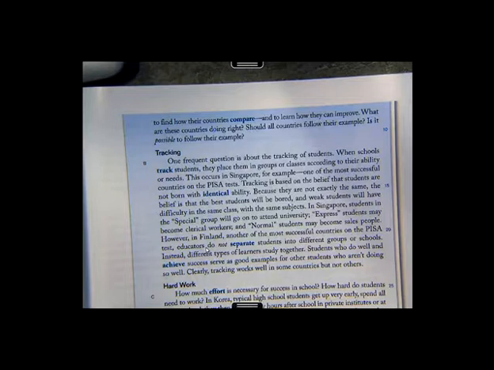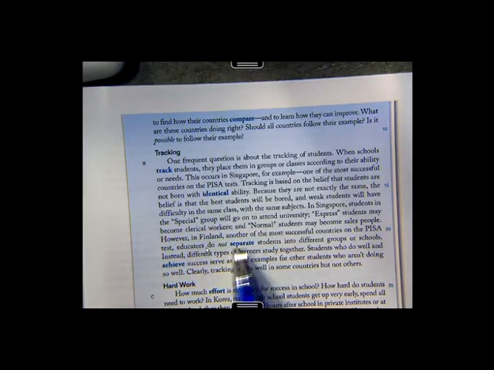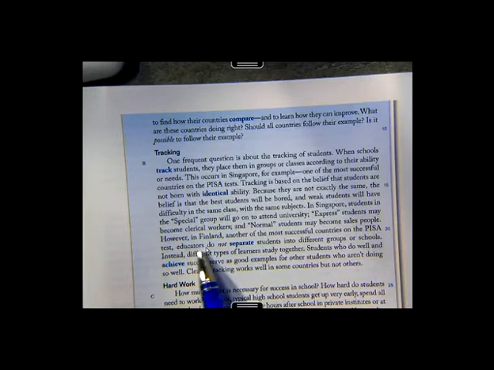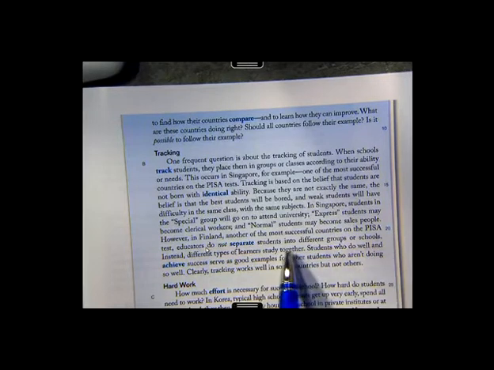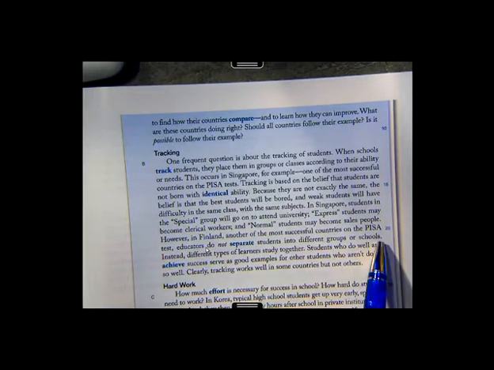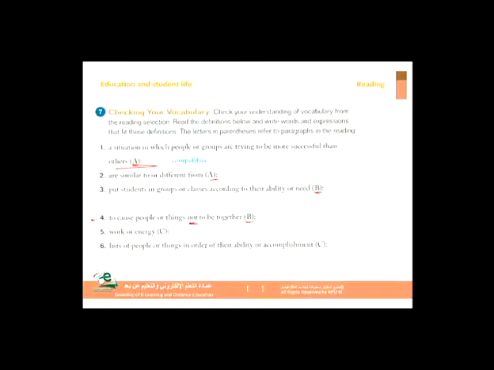The correct answer is to separate. Separate. So educators do not separate students into different groups or schools. Educators do not separate students into different groups or schools. This is the correct answer. To separate. Okay, now number 5.